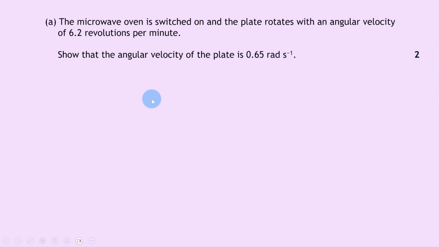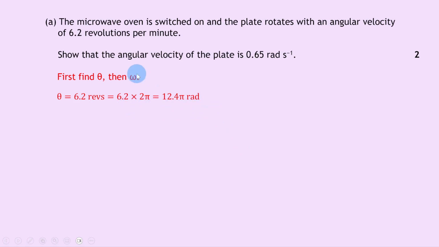Well, to answer this, we first want to find the angular displacement theta and then the angular velocity omega. So to find theta, we can say that 6.2 revolutions is equal to 6.2 times 2 pi, because remember, one full revolution, one full circle, is the same as 2 pi radians. So 6.2 times 2 pi gives us 12.4 pi radians.